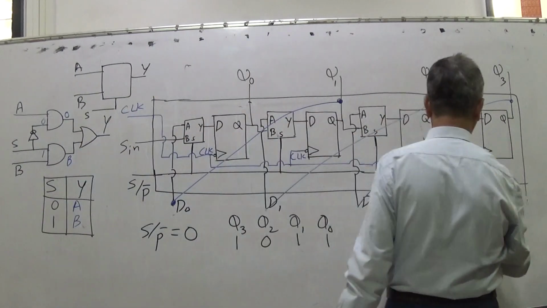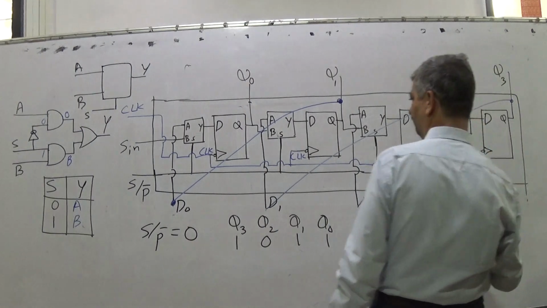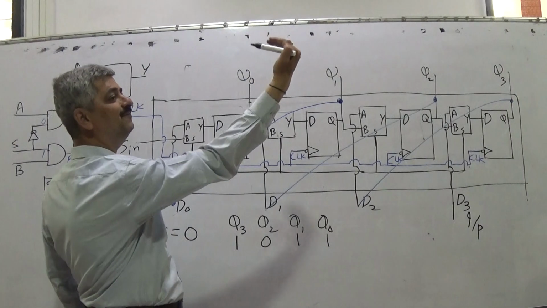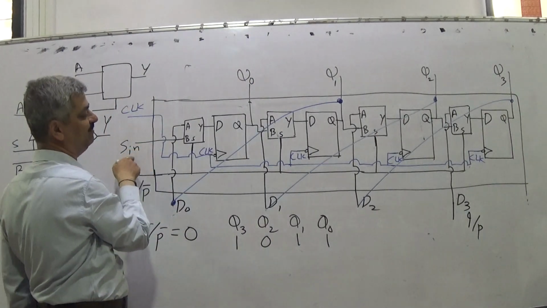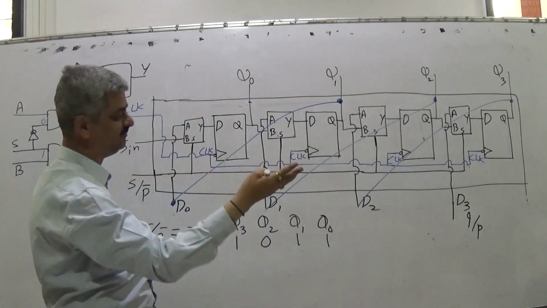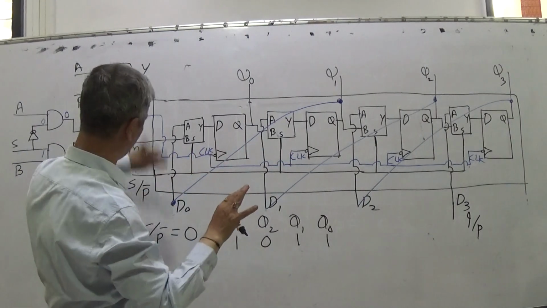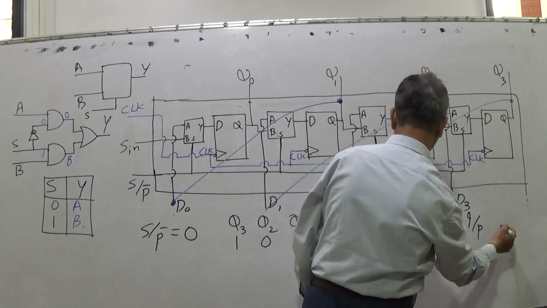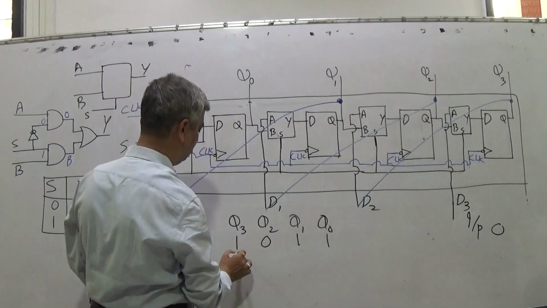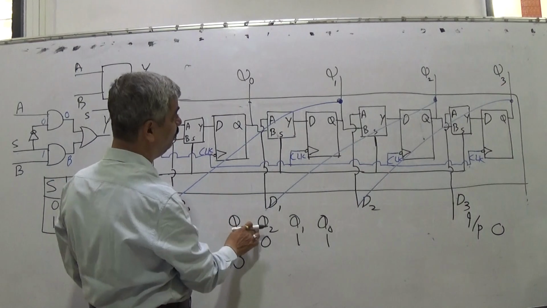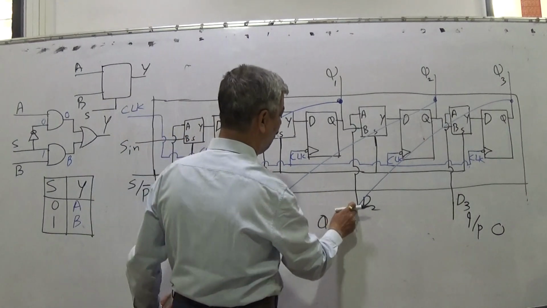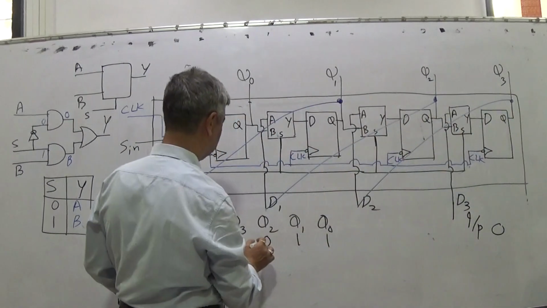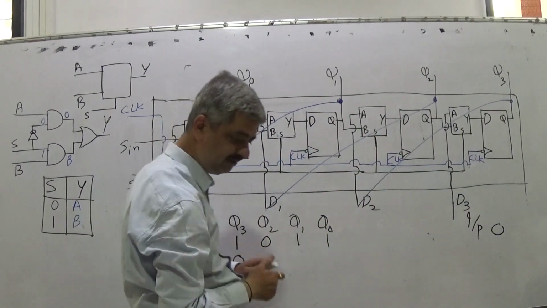This is the input pin. When you were transferring from the left side, you used S in the input. But for reverse transfer, this input is ignored. This input is not to be taken. You add a new input here. If this new input is 0, then Q3 will become 0. What will be Q2? Q2 will be D2. What is D2? D2 is old Q3. So this Q3 will be transferred.